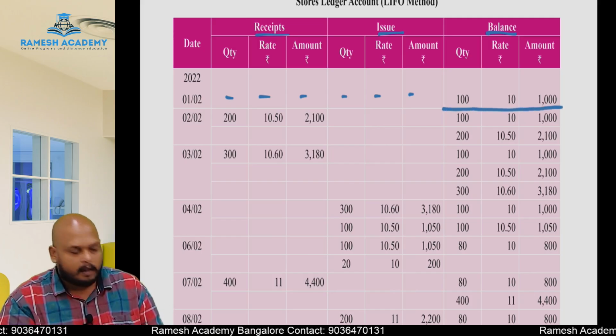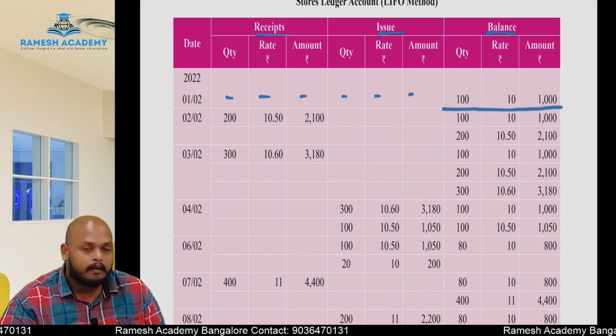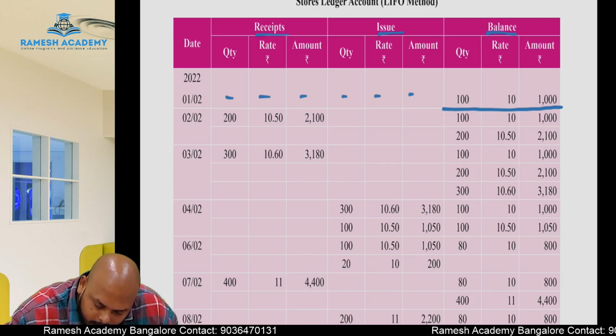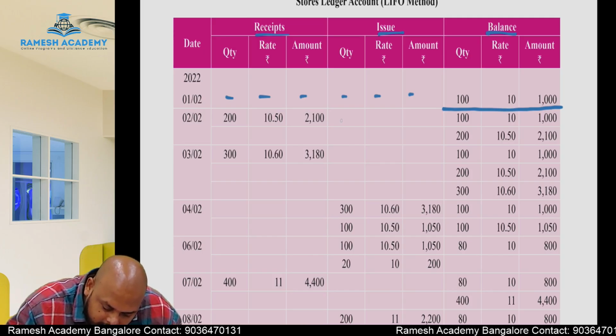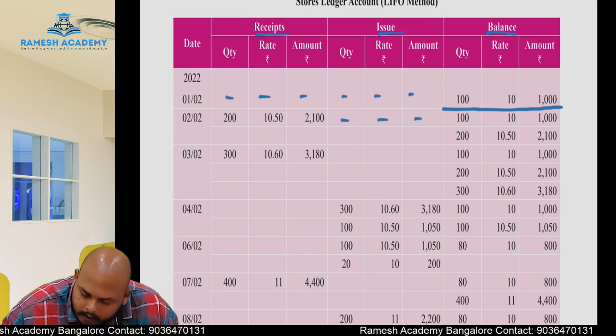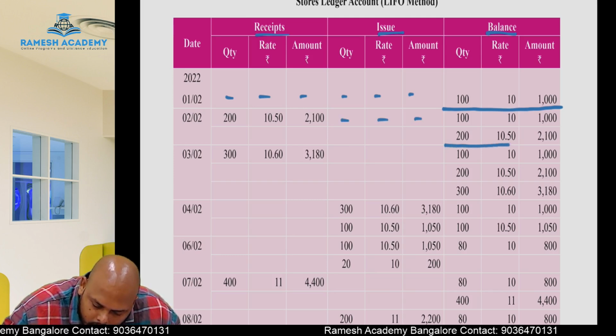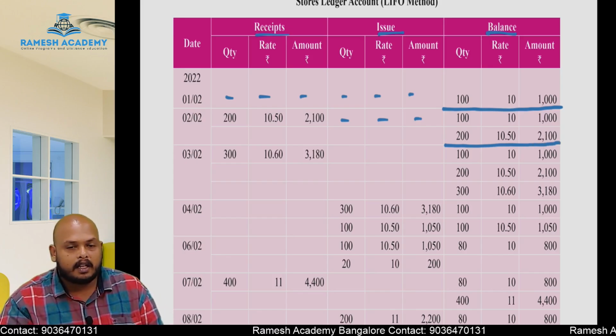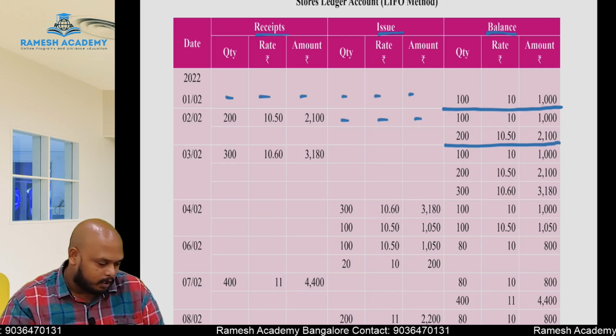Okay na? Next, 2nd February, received how many units, Nana? 200 units. What is the price, Nana? 10.5. Write in the receipt column, issue column is nil. Then we have to write in the balance column, Nana.